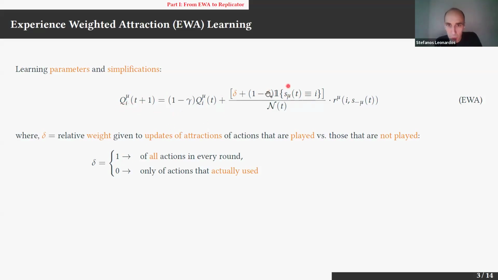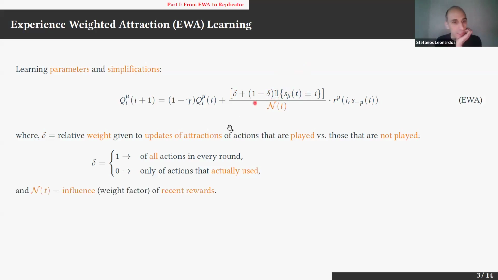So for example, if delta is equal to 1, you see that this here disappears, right? And we have an update for every action, regardless. If delta is equal to 0, then we update only actions that are actually used. So this is 0, and this here is 1, so it remains, so it's equal to 1 only when we are looking at action i, which is actually used at this point in time. All right, so it's called bandit learning and has different names.